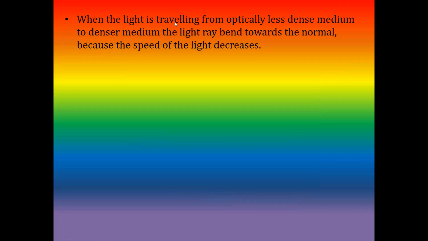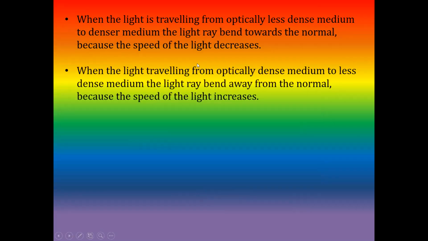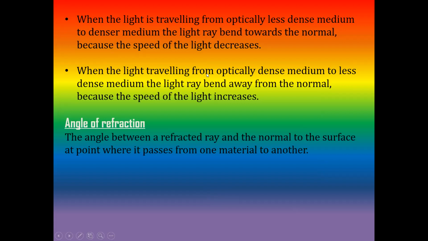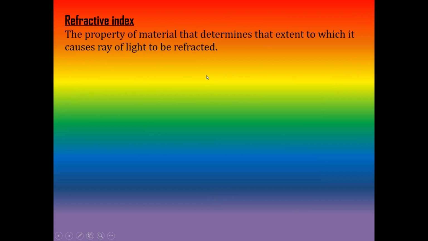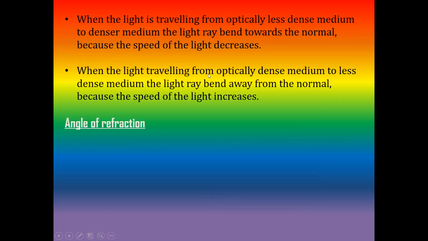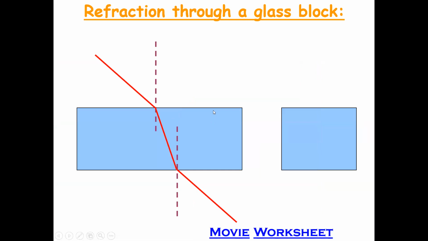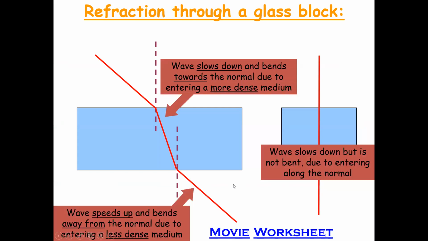So when the light travels from an optically less dense medium, for example air or a low density medium, to a high density medium, it will bend towards the normal and the speed decreases. And when the light is traveling from an optically dense medium to a less dense medium, the speed of the light will increase. And the angle between the refracted ray and the normal is known as the angle of refraction. So now, different examples of refraction, different diagrams to show how refraction occurs.